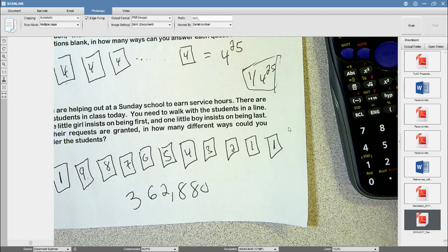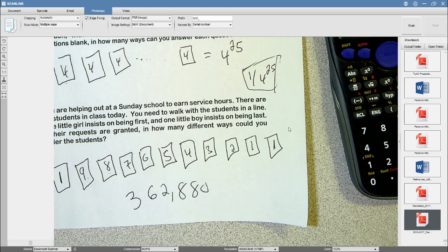What I want everyone to do now is to work on the next 3 problems in your worksheet, and I'll come around and help.